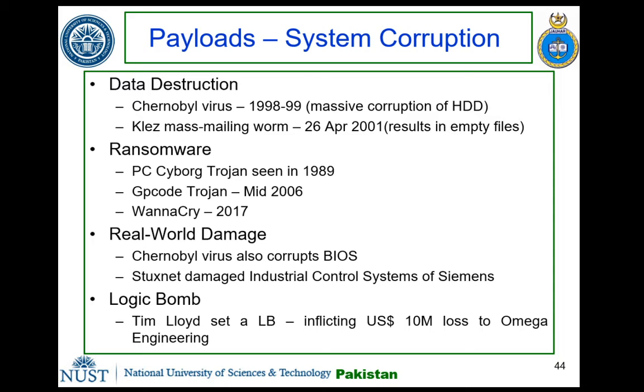The Chernobyl virus was created in 1998 and 1999. It resulted in massive corruption of hard disk drives. The Klez mass mailing worm was created on 26th April 2001. It resulted in emptying the files. Some important ransomware in history are the PC Cyborg Trojan seen in 1989, the GPCode Trojan in mid-2006. WannaCry was created and used in the year 2017.